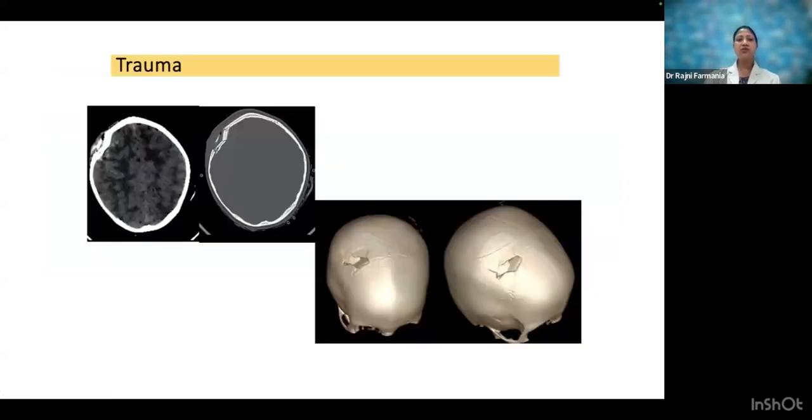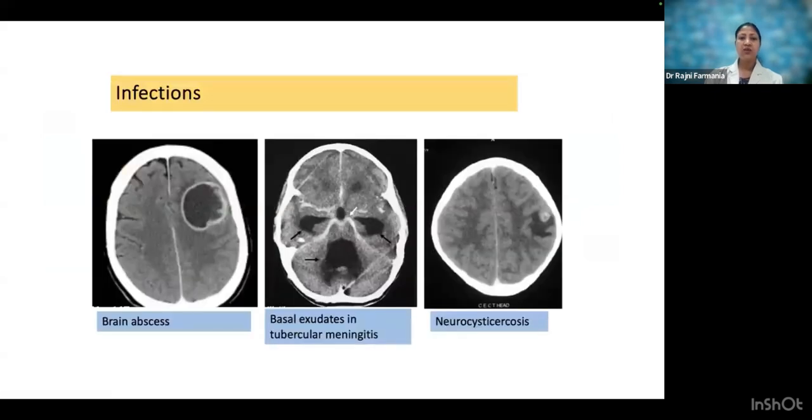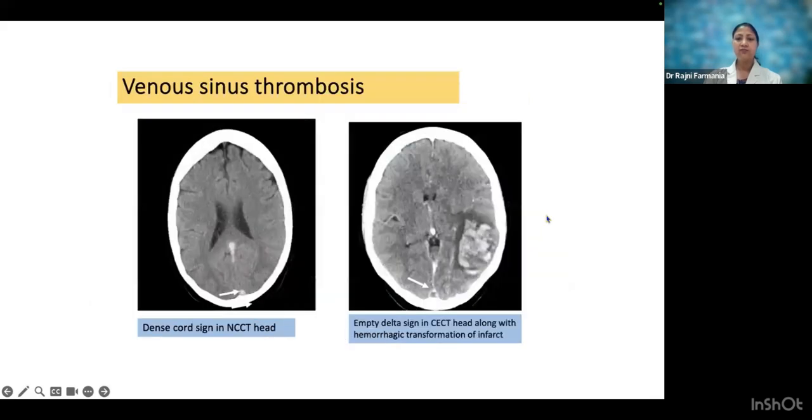So what are the common neurological conditions? One is trauma. Obviously, you can see a depressed fracture here. And here again in the 3D view, it is more clearly visible. Craniosynostosis, CT scan, again you can see there is a trigonocephaly, the metopic suture is closed, diffused. Infections. So CT scan is a very important modality for infections also. In brain abscess, very beautifully you can see a ring enhancing abscess here. And in tubercular meningitis, basal exudates can be clearly seen. And in neurocysticercosis, very clearly, a ring enhancing lesion can be seen with a scolex.